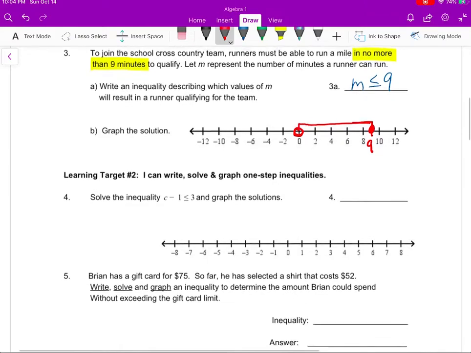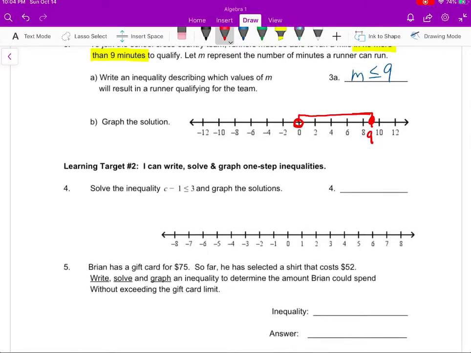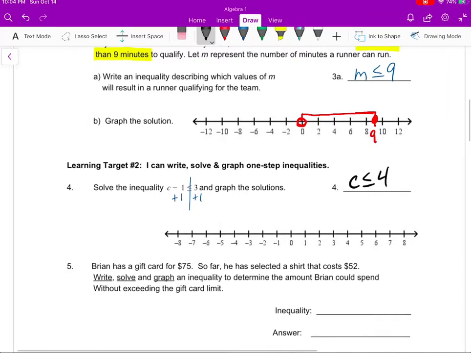Number 4, solve and graph the inequality. All right, I can do that. When I add, I like to use blue, so I'm going to add 1 to both sides, and that leaves me with c is less than or equal to 4. So I could be equal to 4, so I'm going to fill it in, or less than or equal to 4, so any number lower than that.